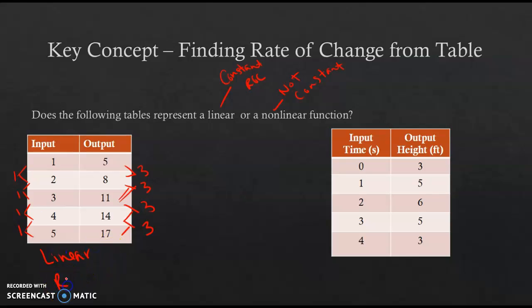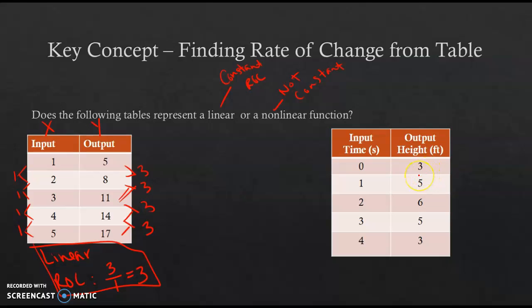with a rate of change of, and we're going to do y over x, right? Input is x, output is y. So a rate of change of 3 over 1, which is equal to 3. So again, linear with a rate of change of 3.